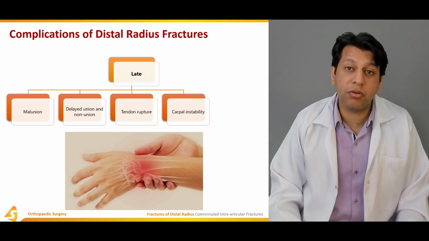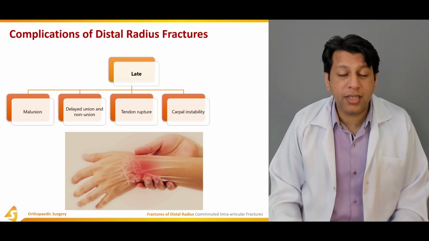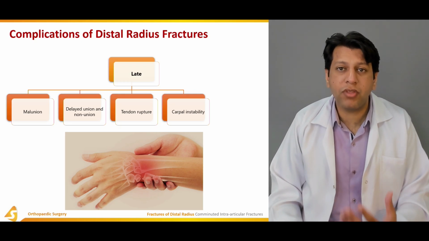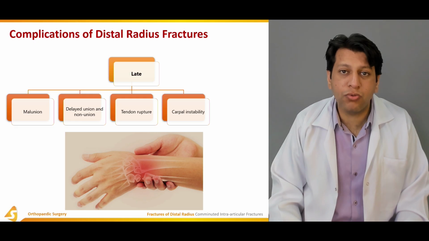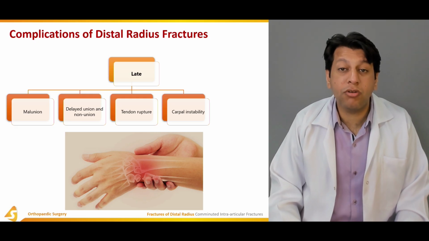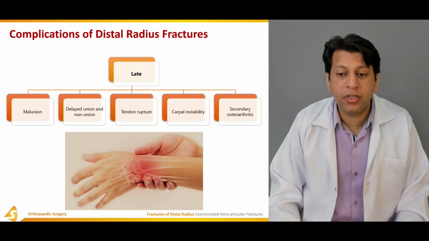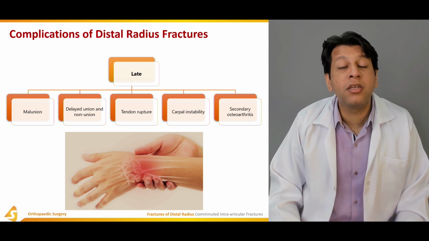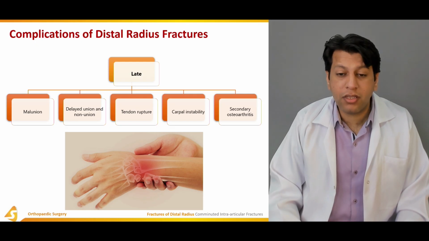There could be carpal instability. Why? Because there could be problems with the ligaments at the time of injury as well, or even over a period of time they may disrupt or become disused, and this results in radiocarpal or mid-carpal instability. And other problems could be the secondary osteoarthritis, which is called post-traumatic osteoarthritis at the wrist joint.